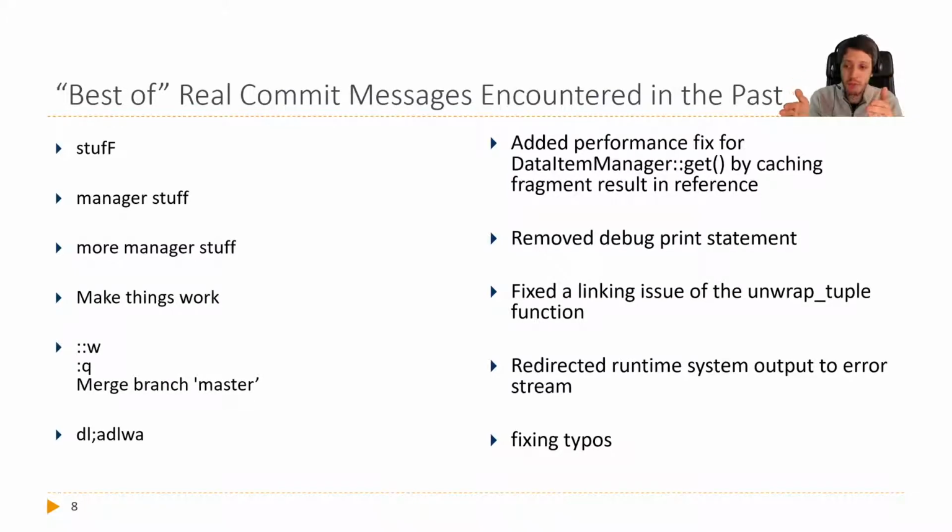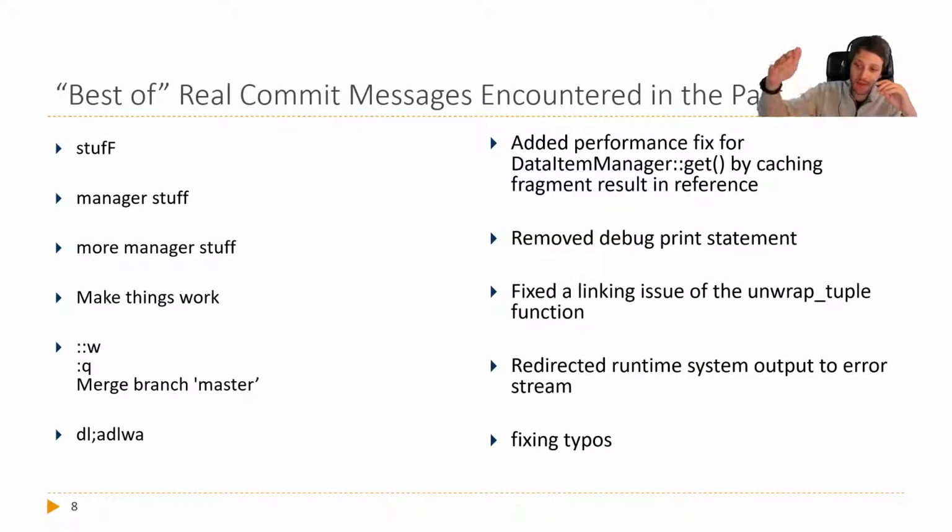The next commit was "manager stuff". Manager is a component in this repo. So, okay, you know something happened in this component. The component consisted of a few thousand lines of code. Well, thanks for that. The next commit was actually "more manager stuff", which followed at some point after "manager stuff". Doesn't help. The next commit was "make things work". I'm at a loss for words here. The next one I selected.